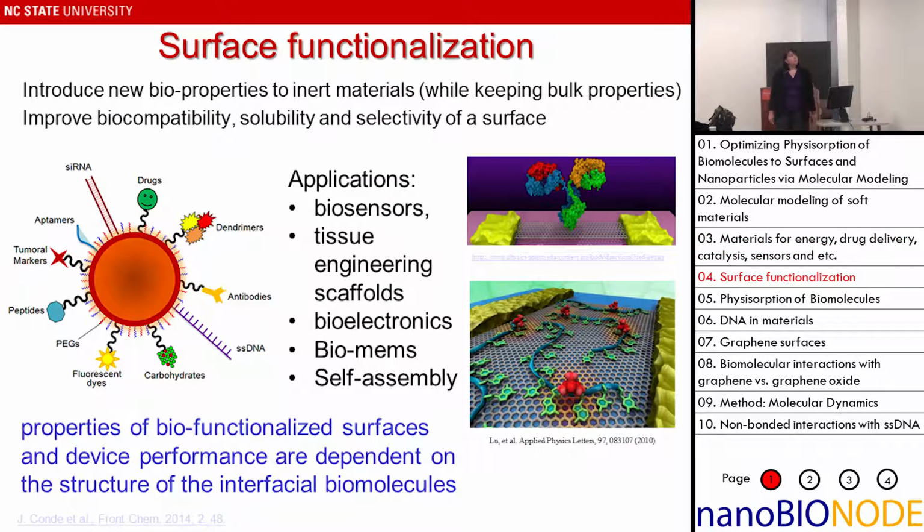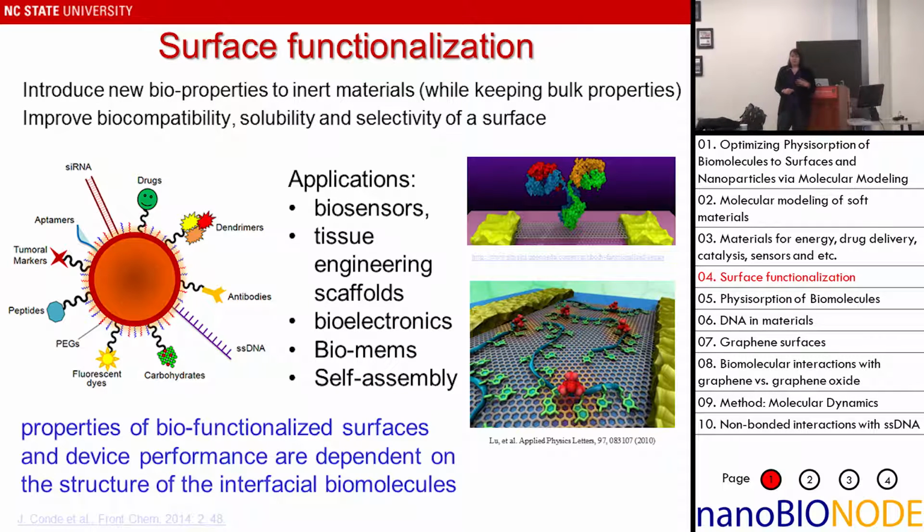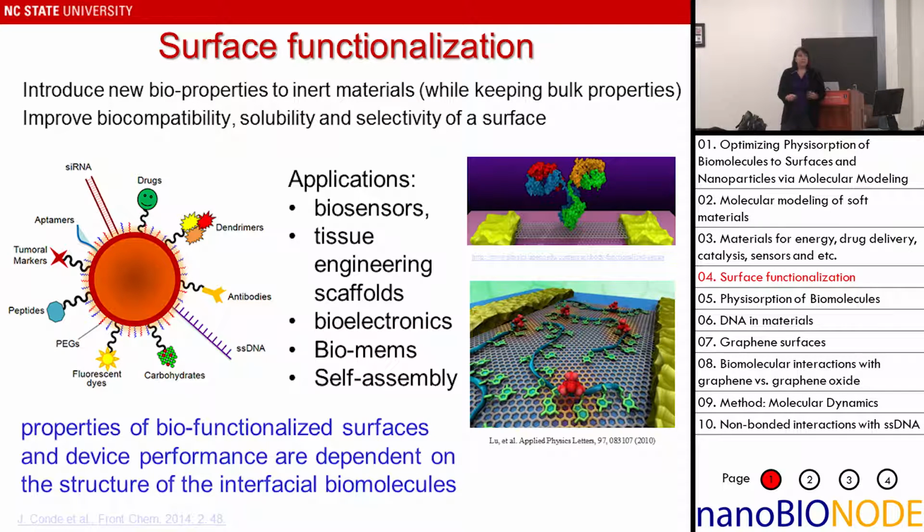So, okay, here. So why do we care about, in general, surface or biosurface functionalization? Again, it's the beauty of this. You can keep the bulk properties of the inert materials, which could be organic or inorganic, and then you add more interesting properties to this, such as biocompatibility, solubility, and of course selectivity. That's one of the most important parameters that we get out of biofunctionalization.